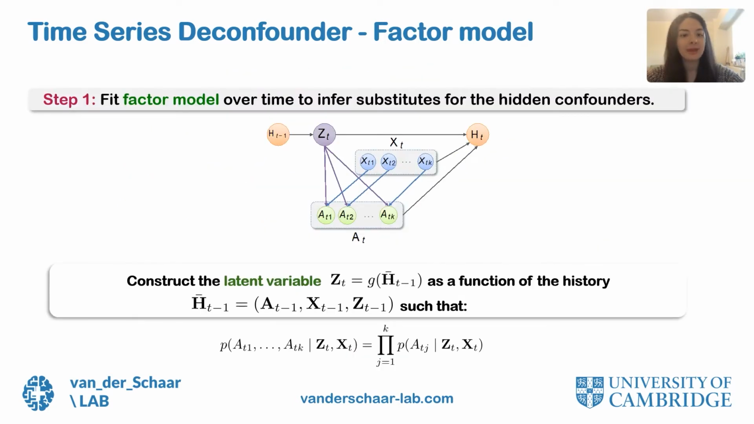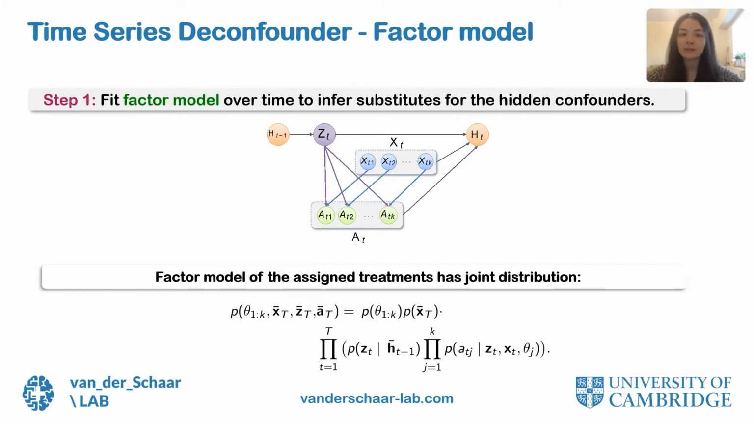The first step of the time series deconfounder is to build a factor model that can capture the distribution of the causes over time. In this factor model, at each time step t, the latent variable z_t is built as a function of the patient history, such that, together with the patient covariates x_t, it renders the assigned treatments conditionally independent. This enables us to build a factor model of the assigned causes that has a joint distribution as written on this slide, where theta are the parameters in the model.